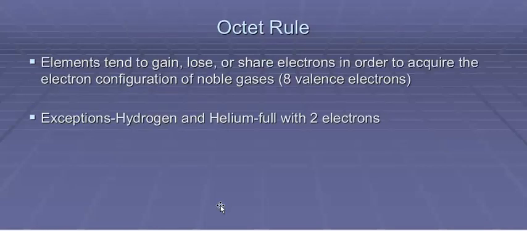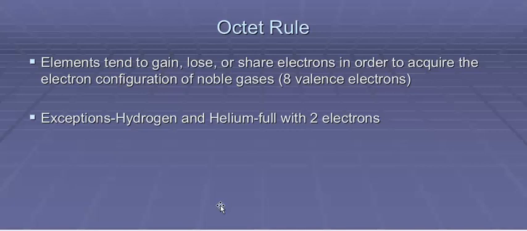Whenever we form compounds, whether they're ionic or we're going to talk about covalent later, we follow the octet rule. The octet rule says that elements want to gain, lose, or share electrons in order to acquire the electron configuration of noble gases. Noble gases have 8 valence electrons. They're very stable. Other elements want to be like the noble gases and get those 8 valence electrons.